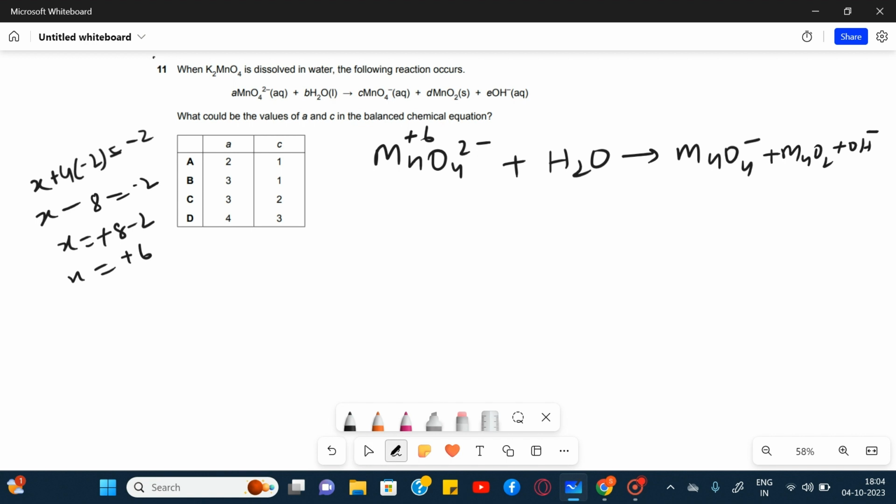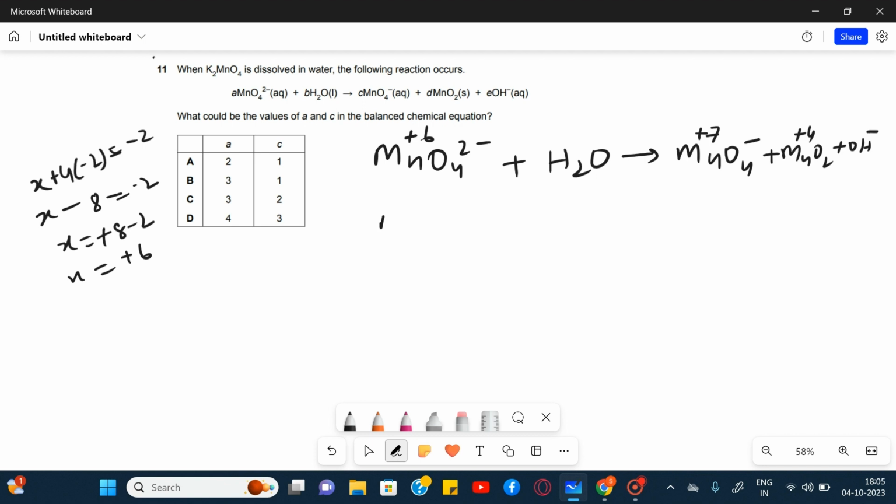Similarly, you can find out the oxidation number of manganese here, and it comes out to be X minus 8 equal to minus 1, so plus 7, and here it will be plus 4. So I can see that manganese is getting oxidized as well as reduced. So which type of reaction is this? This is a disproportionation type of reaction. So I can write down the two half equations separately.